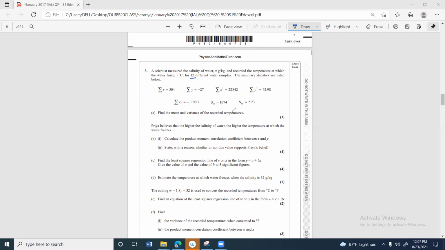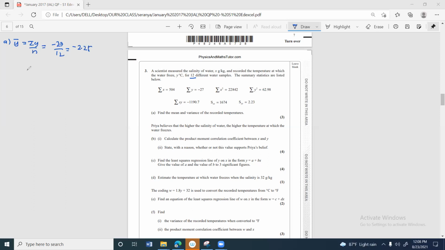Find the mean and the variance of the recorded temperature. This is pretty simple. The temperature of the water is X and the recorded freezing temperature is Y. So you can say Y bar is the summation of Y divided by n. The summation of Y is minus 27, divided by 12. Right. So you get the answer: it's minus 2.25.